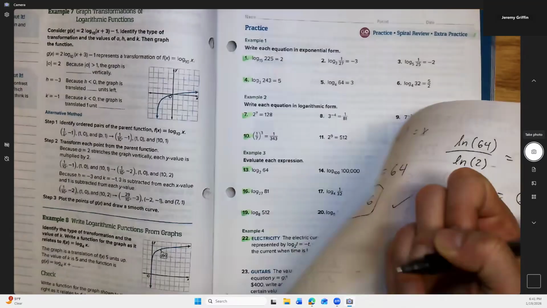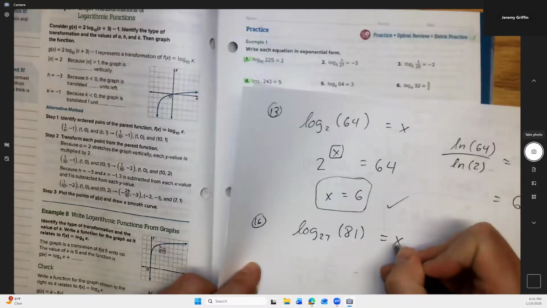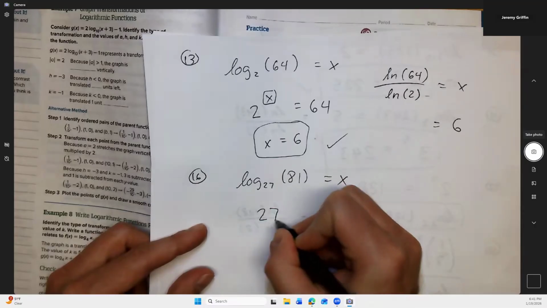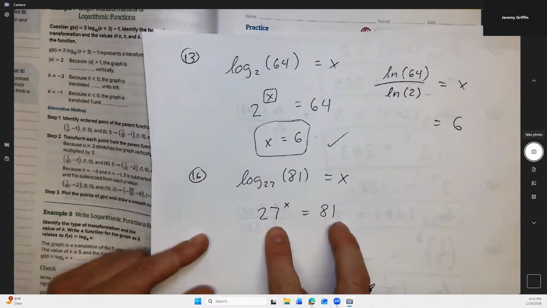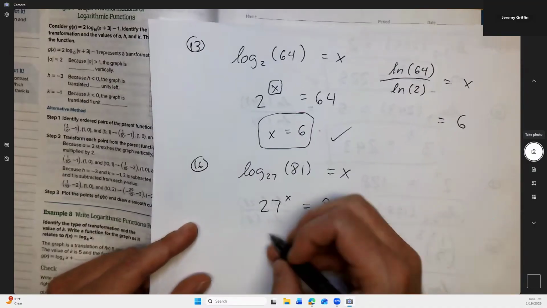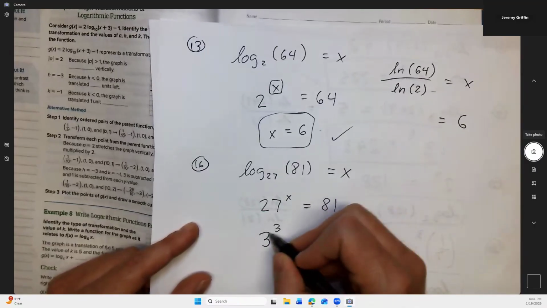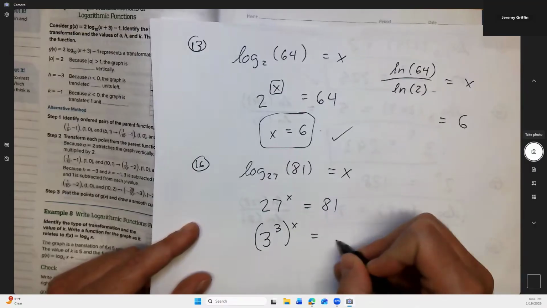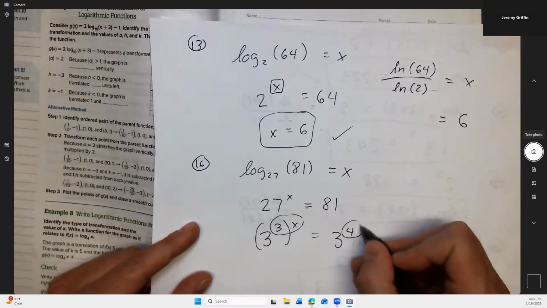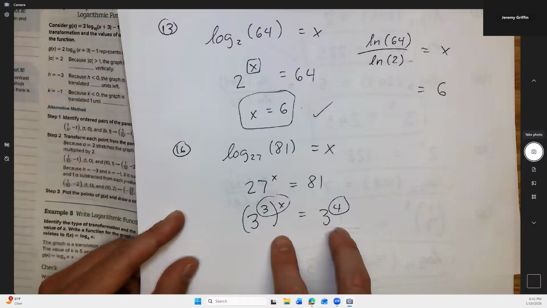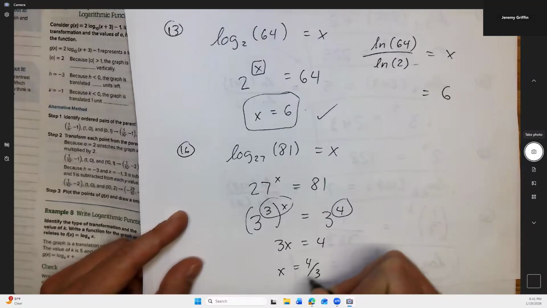16. Log base 27 of 81. Okay. So roll the log, 27 to the x equals 81. Well, I know 27 and 81 both have 9s or 3s in common. Let me go all the way to 3. Let's just see what happens. 3 times 3 is 9, times 3 is 27. So I think 3 cubed is 27. Then 81 is like 3 to the 4. Oh, you know what? Actually, maybe I'm doing this the old way. 3 to something equals 3 to something else. I think 3x has to be 4. So x has to be 4/3.